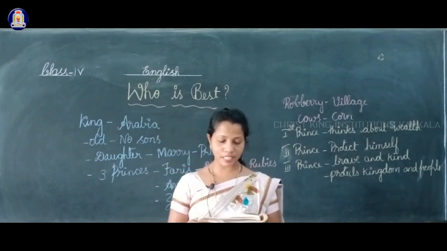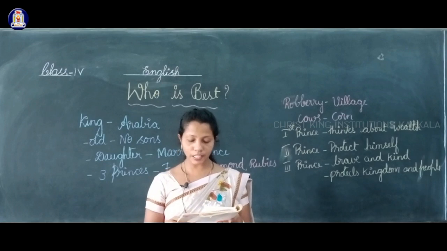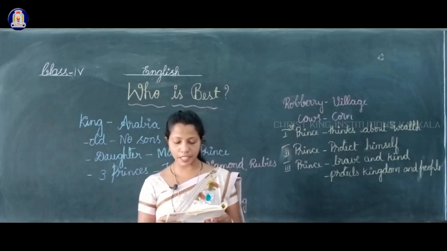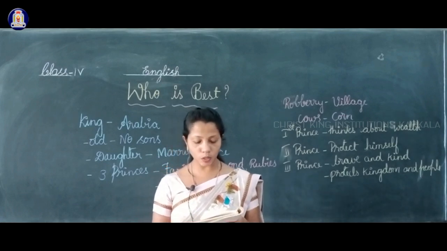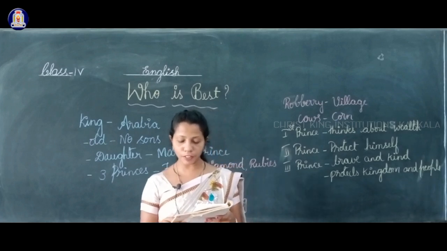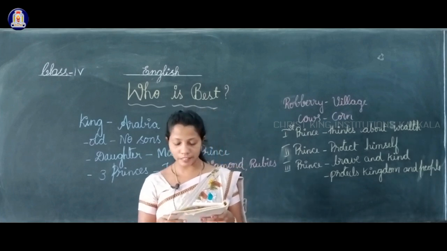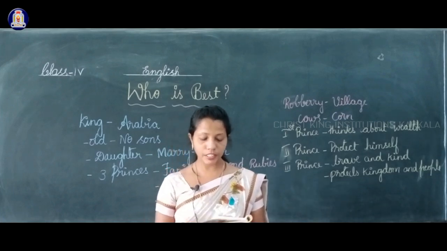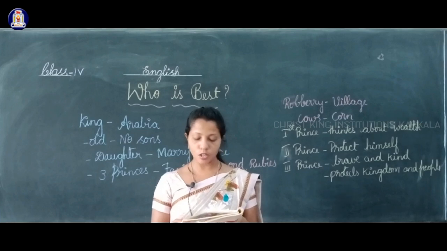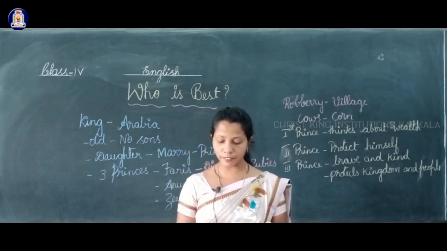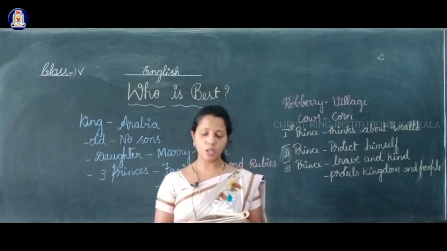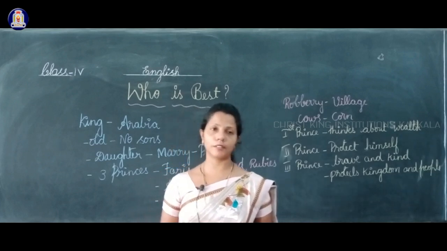Okay, who is best? Once upon a time in a kingdom far away in Arabia, there lived an old king. He had a beautiful daughter called Jasmine. The king and the princess were full of love for their people. The king had no sons, so he decided to give his kingdom to the person who would marry his daughter.